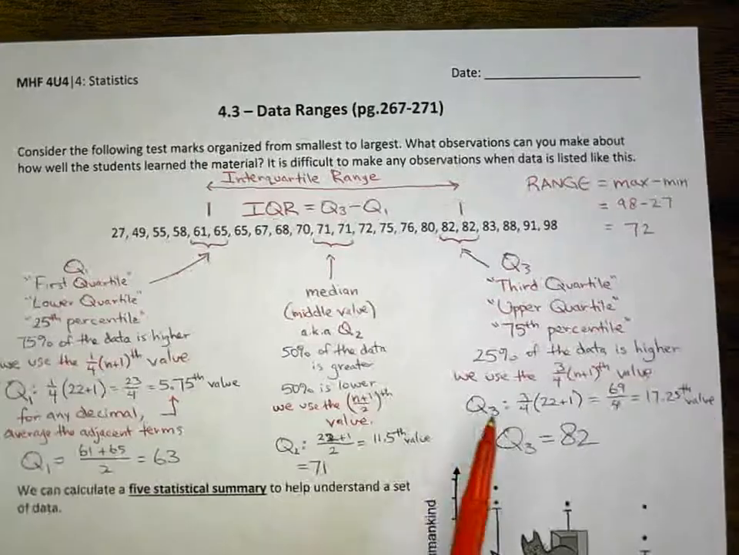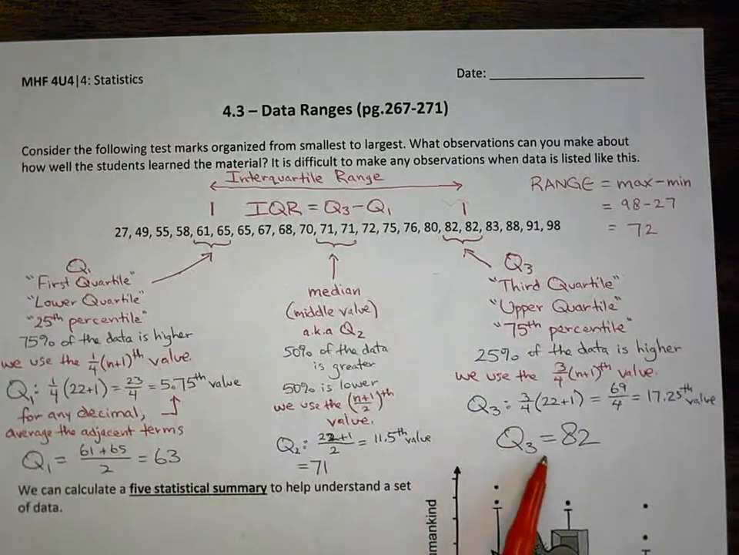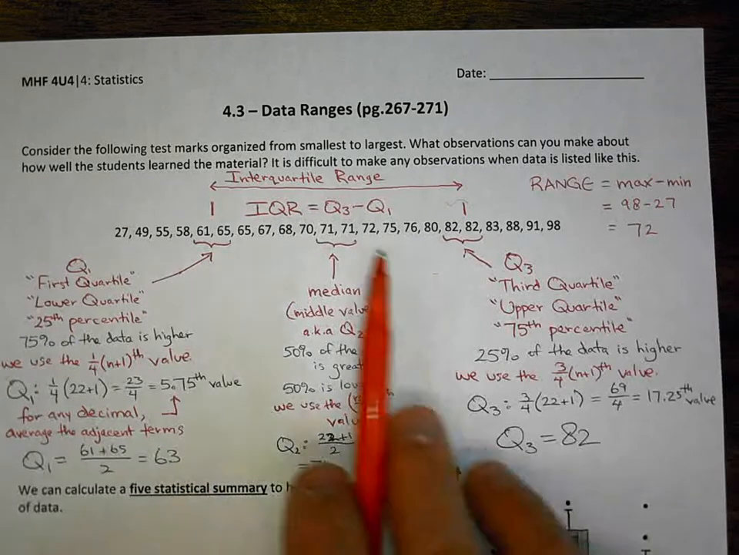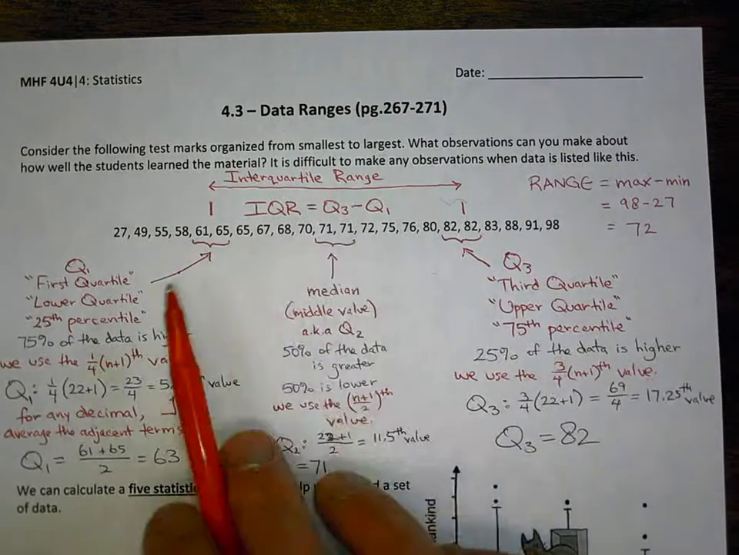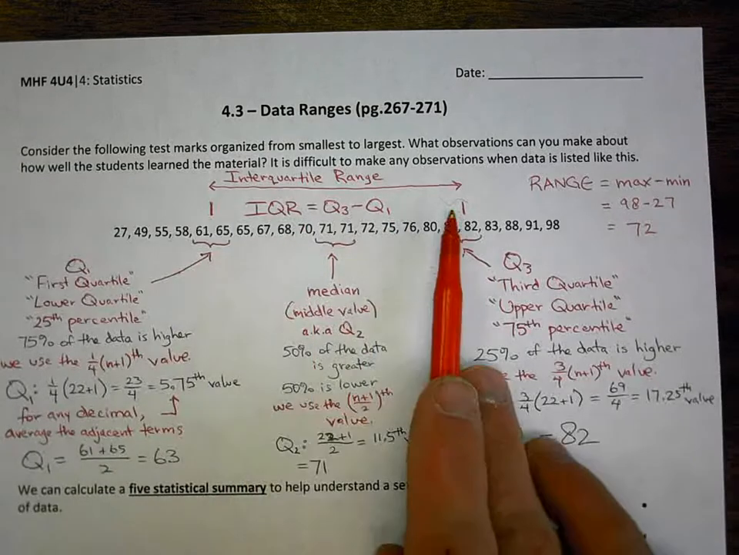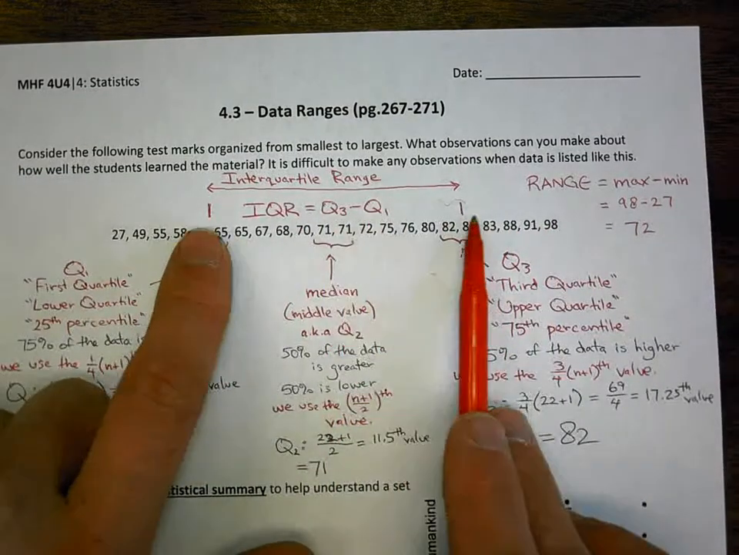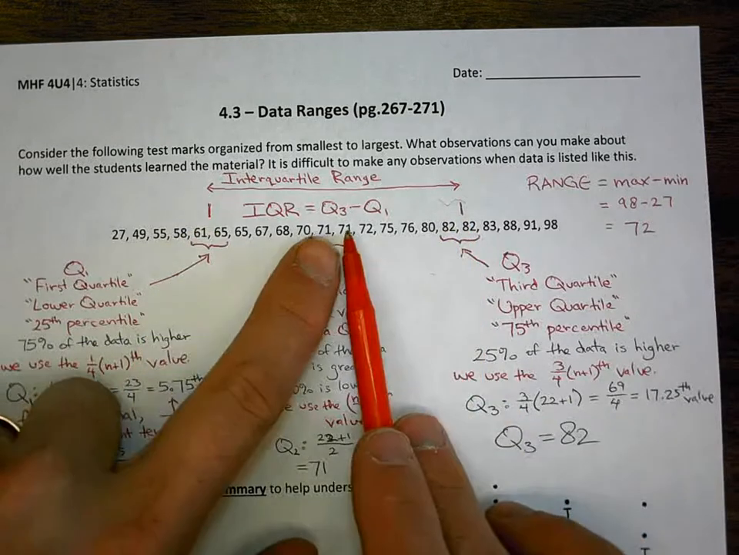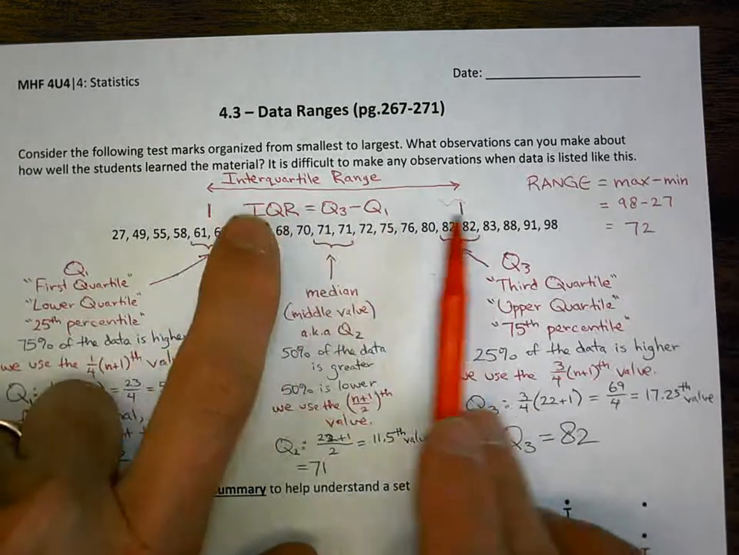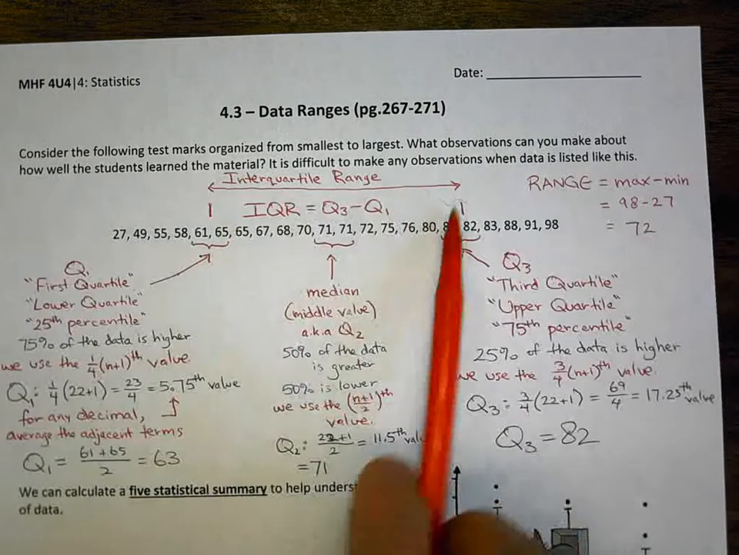For our example, it would be 82 minus 63, so that would be 19. So the interquartile range is 19, and that is a statistic that tells you how spread out the data is. Interquartile range of 19 versus an interquartile range of 5. Well, it tells you how spread out the middle half of the class is.